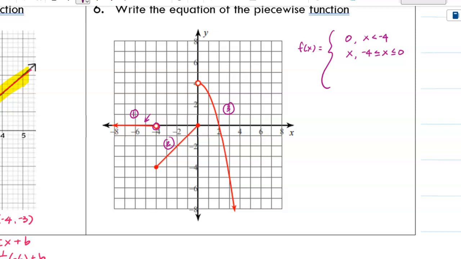Okay, the parabola. It looks like the vertex of the parabola is 0, +4. So I can go ahead and write the vertex as, so it's going to be y equals a, x plus 0, which just could be that, and then +4.